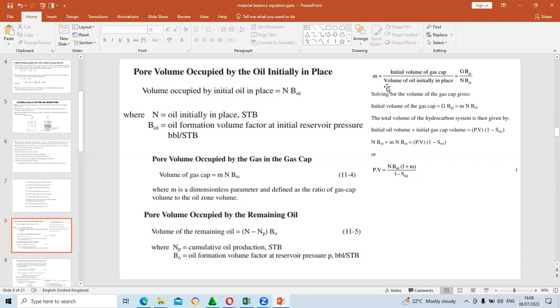Now there's a particular term that is going to come in, which we call M. At the beginning, we want to look at the volume of gas that exists within the reservoir divided by the volume of oil that exists in that reservoir. That gives us a parameter which we are going to call M, because it may be a little bit complex for us to calculate the gas initially in place. So what we are going to do is to bring in a parameter which they call M, which is defined as the gas initially in place divided by the volume of oil initially in place.